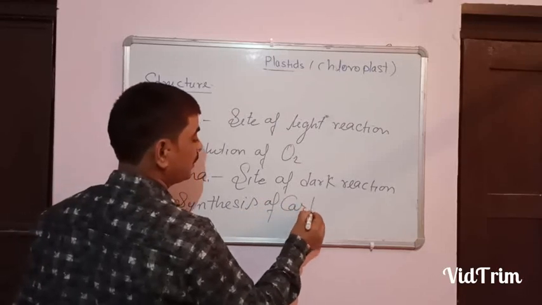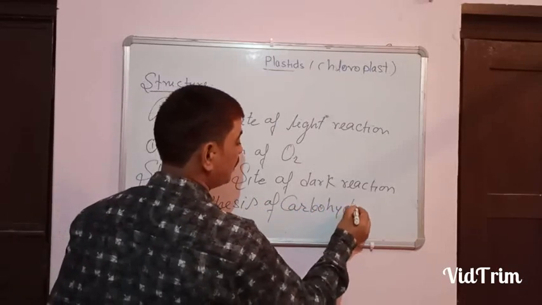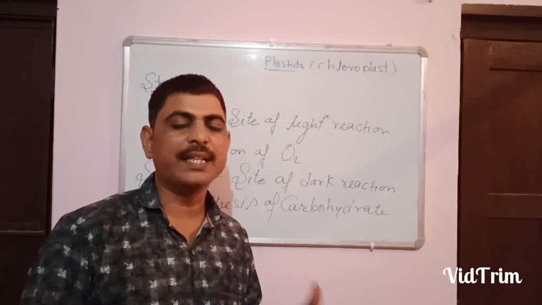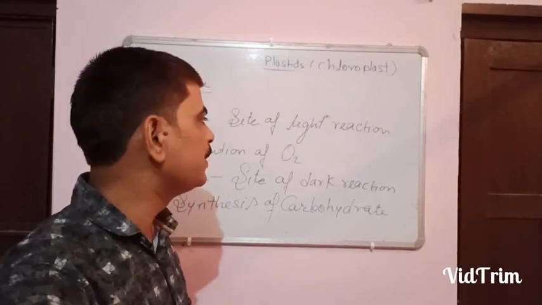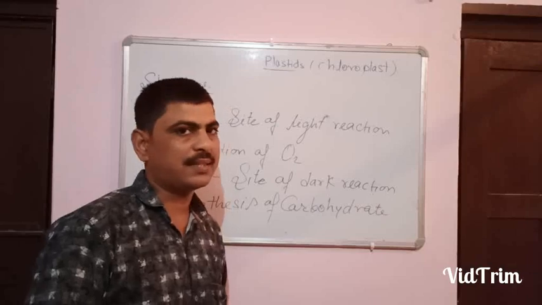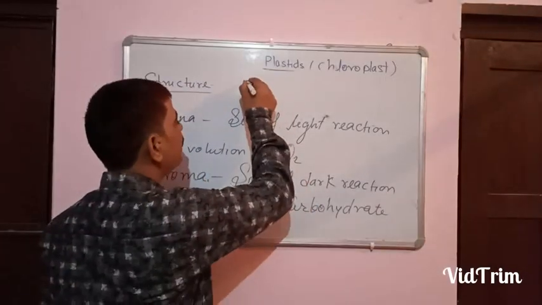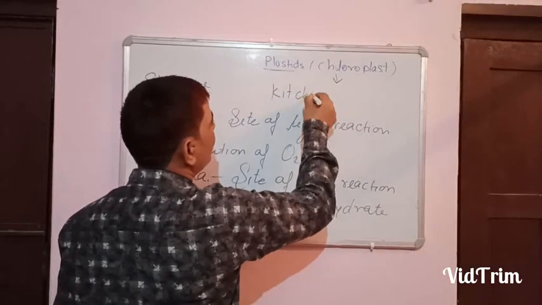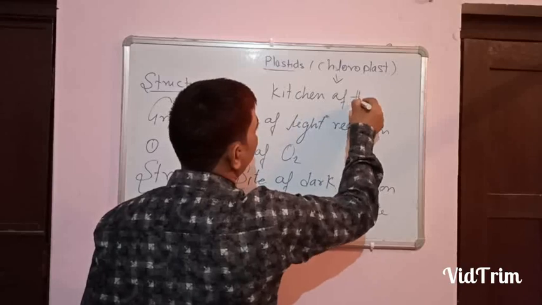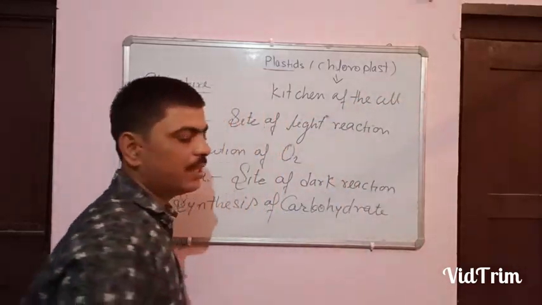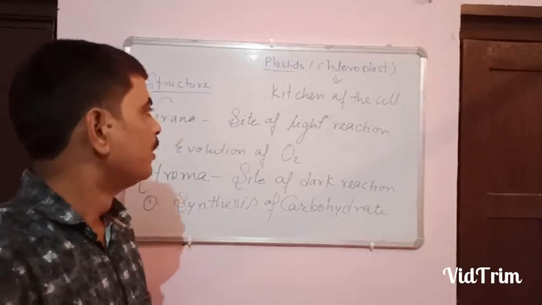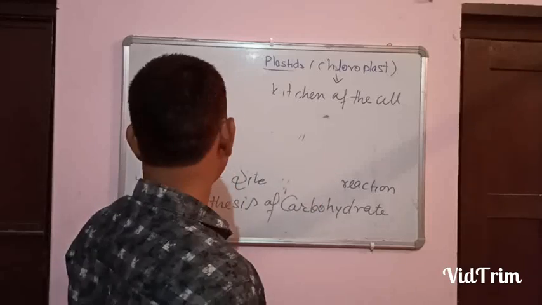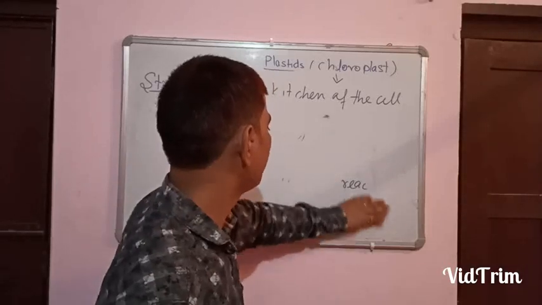Okay, synthesis of carbohydrate. And you know, photosynthesis is the process of making food by the green plants. This photosynthesis happens in the chloroplast of the cells of green plants, and that's why the chloroplasts are called the kitchen of the cell. Okay, now let's talk about their function. What do they do?